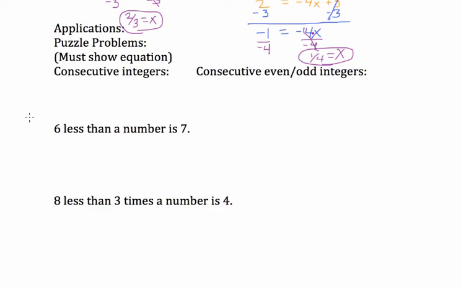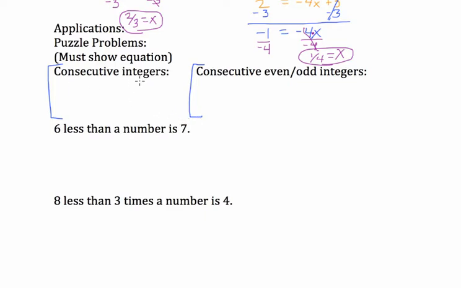In our applications today, we're going to start by talking about puzzle problems. On all of these puzzle problems, I'd like you to show the equation for full credit. First thing that I want to talk about is how you deal with the phrase consecutive integers and consecutive even and odd integers. So first off, what does this mean?